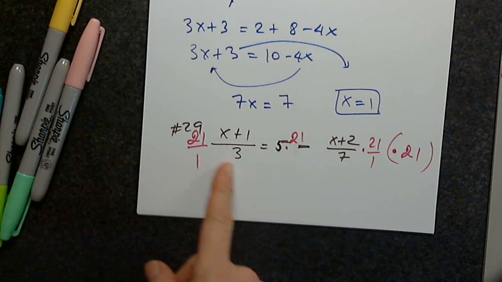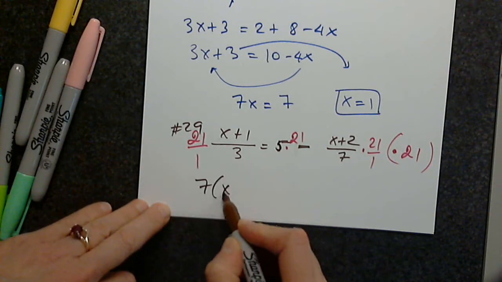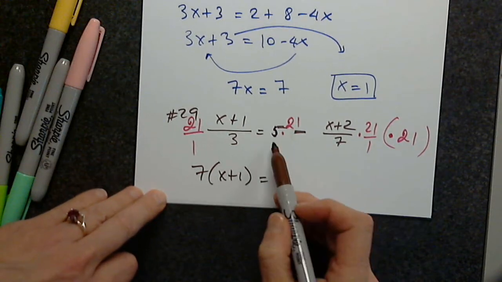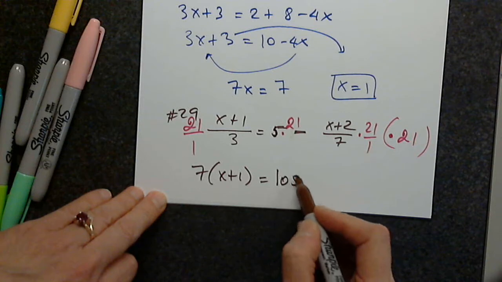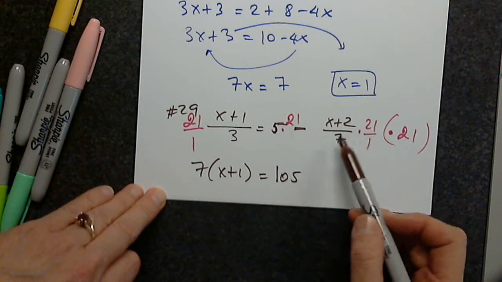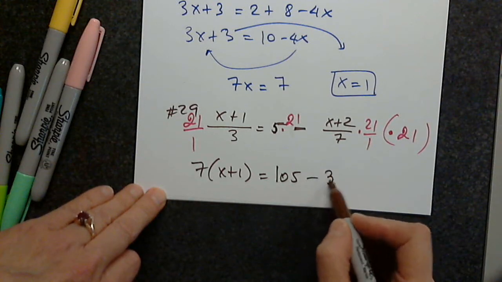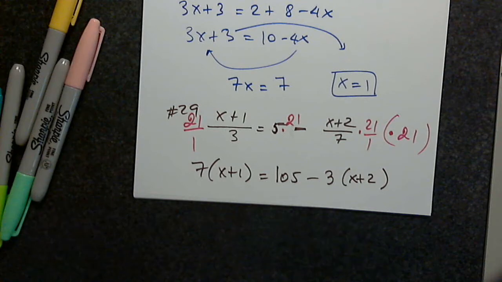So now when I simplify by 3, what do I get in front of x plus 1? 7. Good. So I have 7 times x plus 1. When I multiply 5 by 21, 105. And when I simplify 7 and 21, I get 3. So then I have minus 3 times x plus 2. Now, do we understand this step?